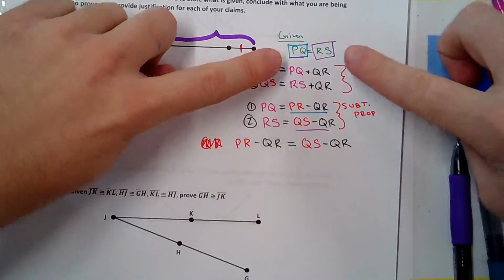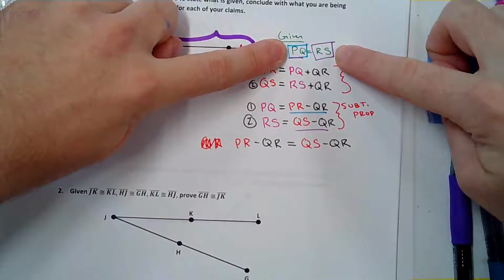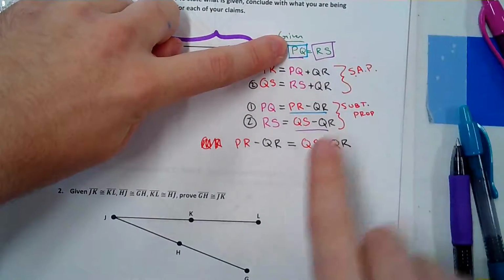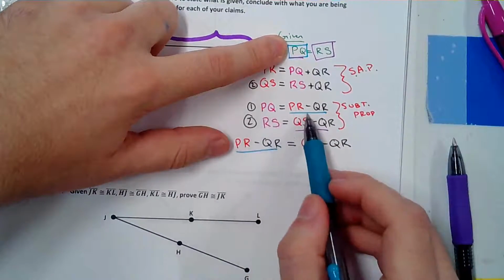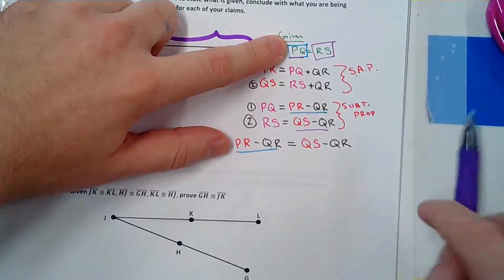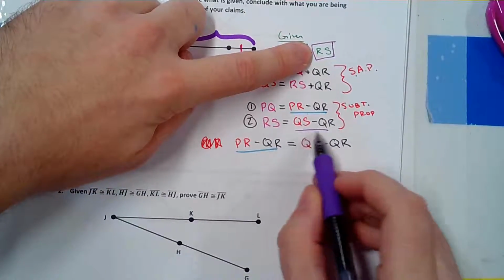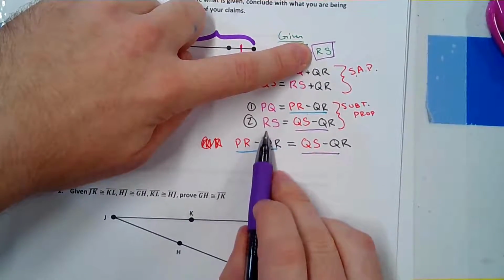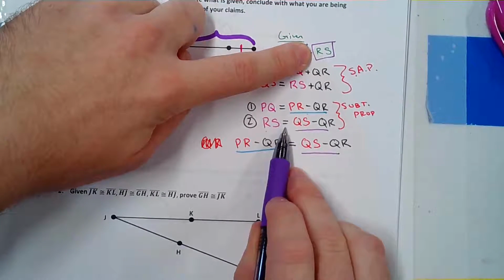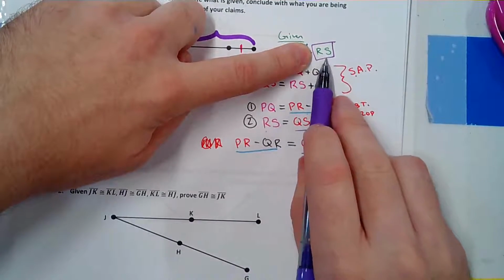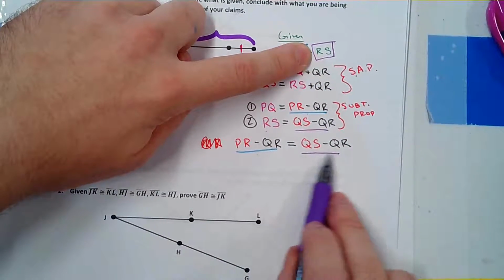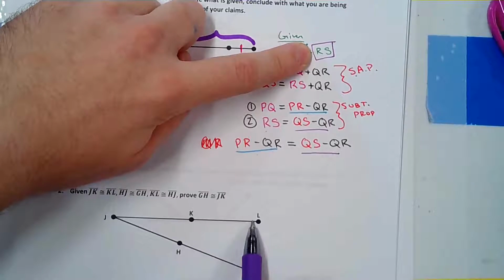Again, how did I get that? I took this guy right here and I rewrote it. Instead of PQ, I'm going to write PR minus QR. That's this guy, right? And instead of RS, I'm going to write QS minus QR because RS is QS minus QR. That's how we read that, right? Equal signs mean is. RS is QS minus QR. So wherever I see RS, I can write QS minus QR.